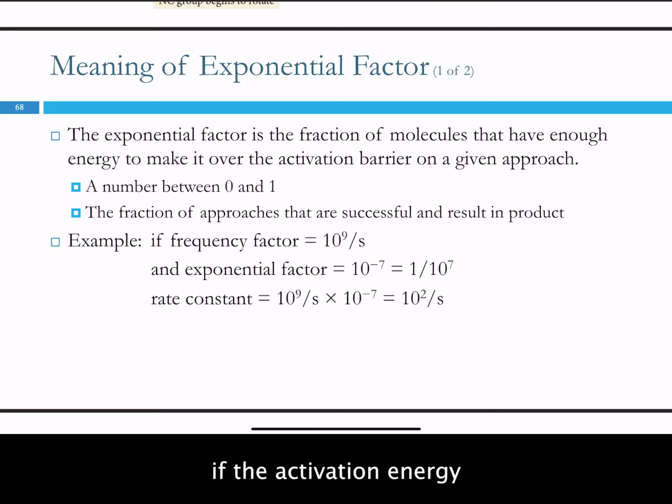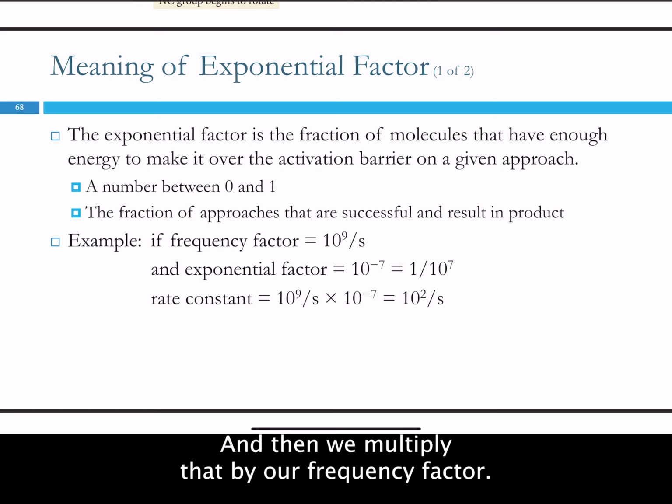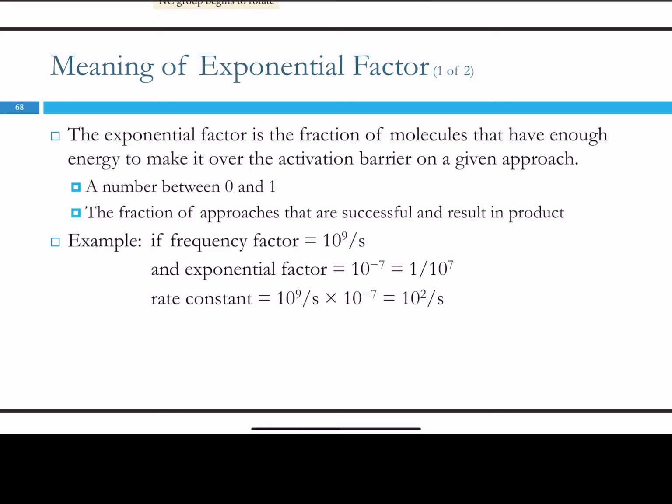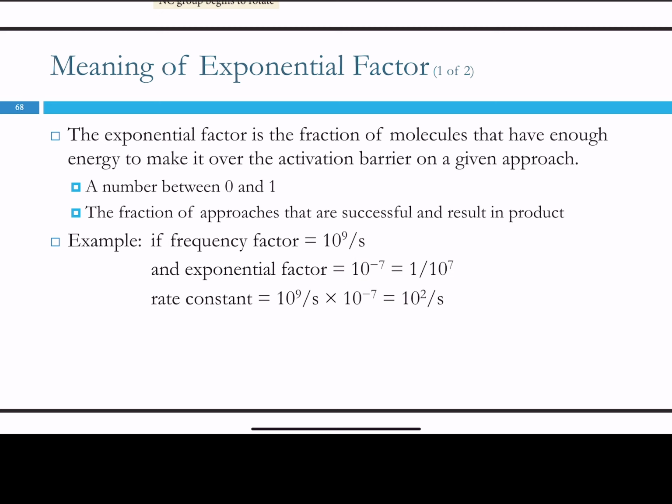If the activation energy is 1, that means 100% of the molecules have enough energy. And then we multiply that by our frequency factor. So here, if our frequency factor is 10 to the 9 per second, and our exponential is 10 to the negative 7, then we only end up with 10 to the 2 per second. Basically multiplying two fractions by each other.